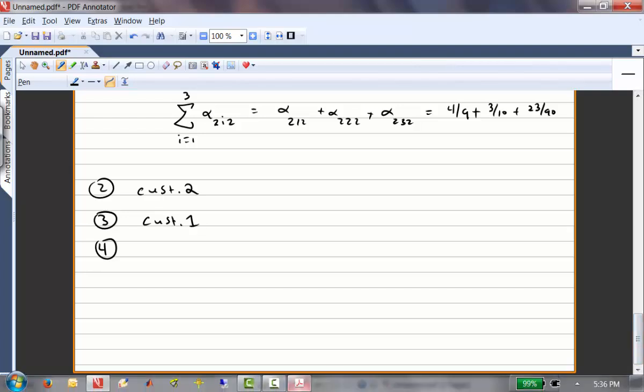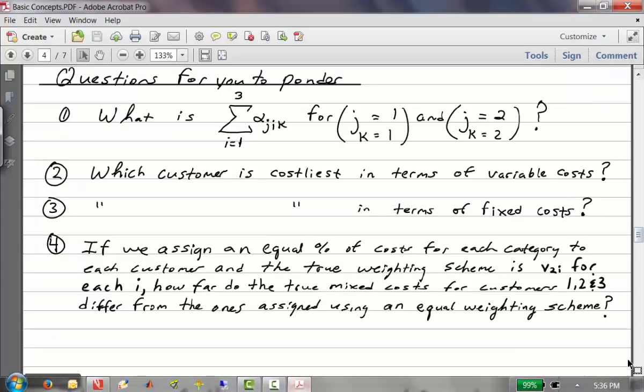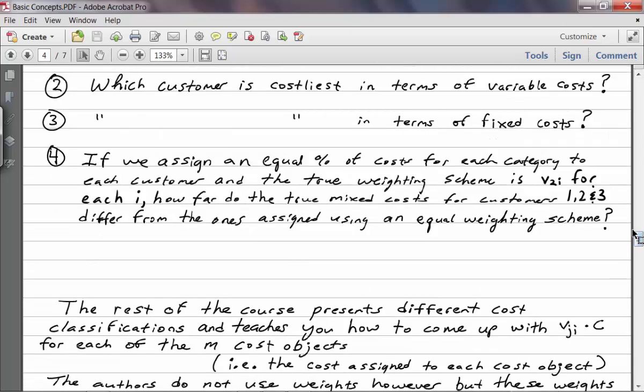And then the final question is a little trickier, or it seems a little trickier on the surface. Some companies like to take shortcuts and just assign an equal percentage of costs for each category to each customer. That's the simplest way. For each customer, for the 3 customers, each one gets 1/3 of all the costs. And the question is, if we take that shortcut, and the true weighting scheme is the second weighting scheme for each customer, how far do the true mixed costs for customers 1, 2, and 3 differ from the ones assigned using an equal weighting scheme?